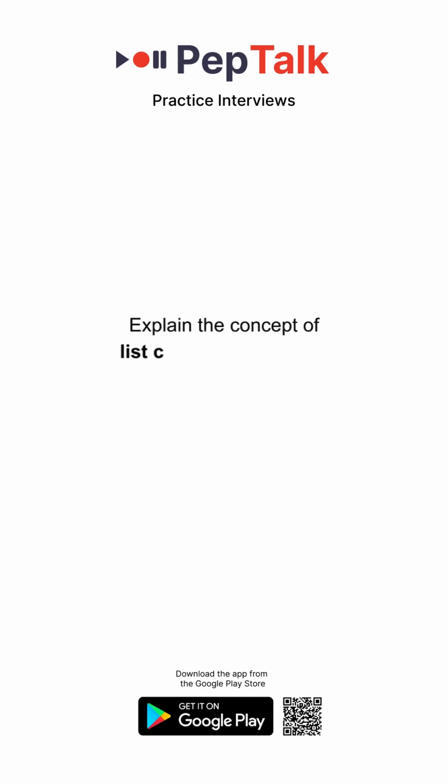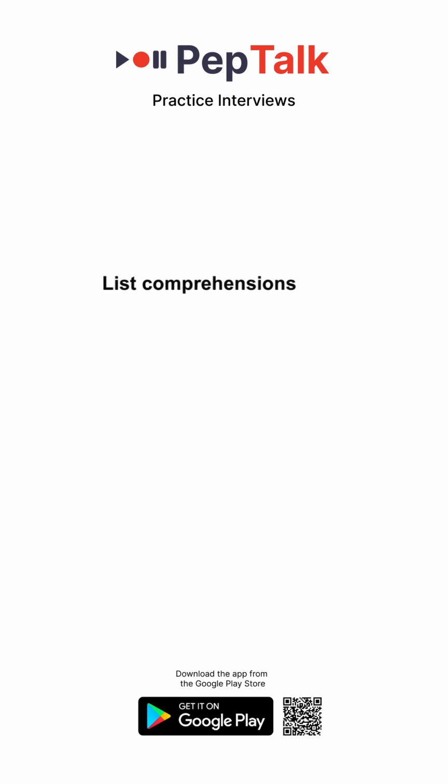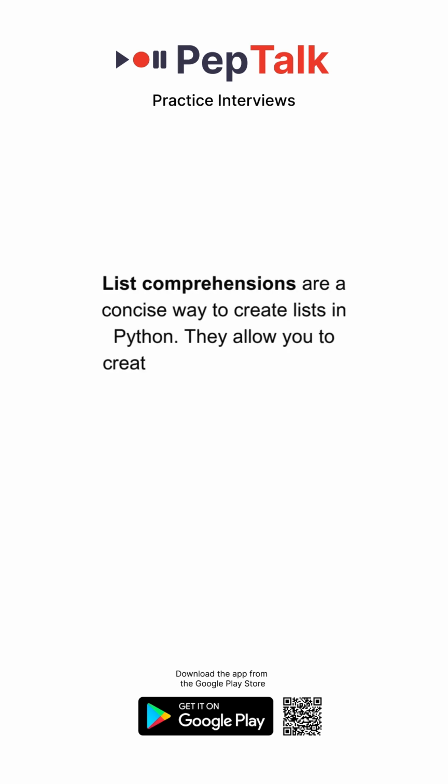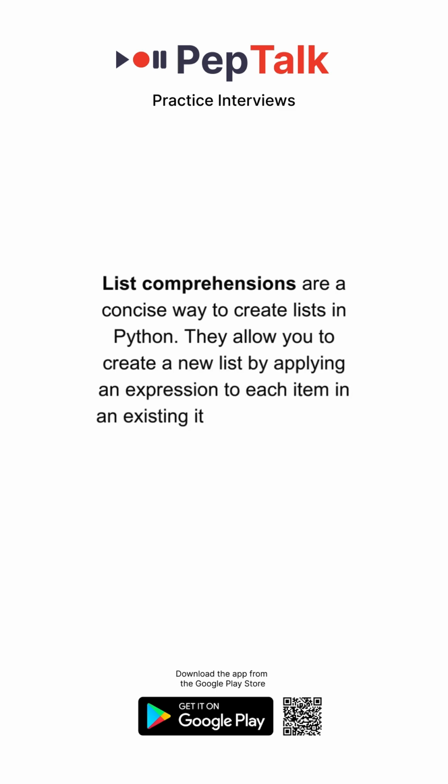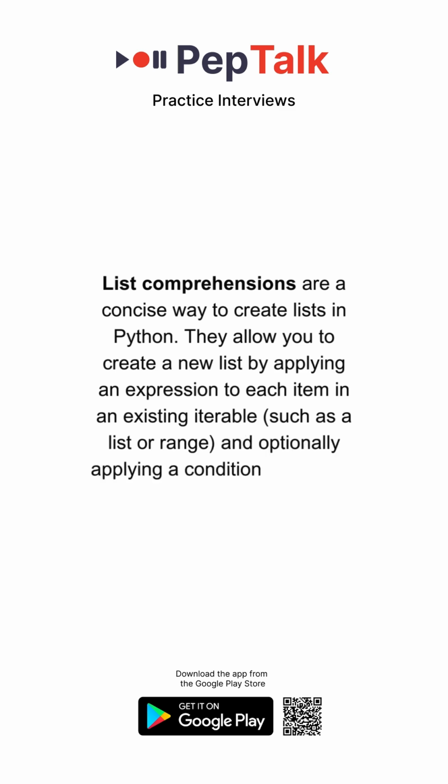Explain the concept of list comprehensions in Python. List comprehensions are a concise way to create lists in Python. They allow you to create a new list by applying an expression to each item in an existing iterable, such as a list or range, and optionally applying a condition to filter the items.